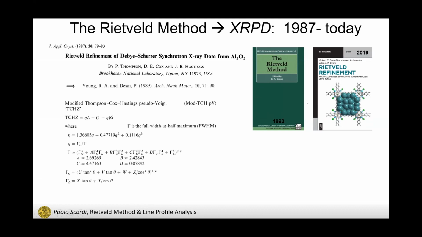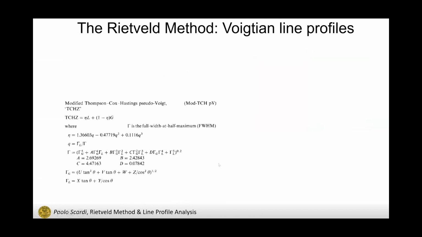So the question is, why is it so popular and successful? First of all, this TCHZ works well, or acceptably, to determine the area of the diffraction peaks. And I remind you that this is always the primary function within the Rietveld method.